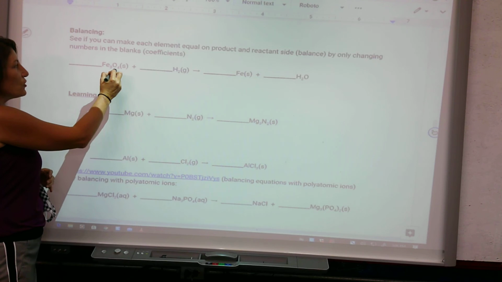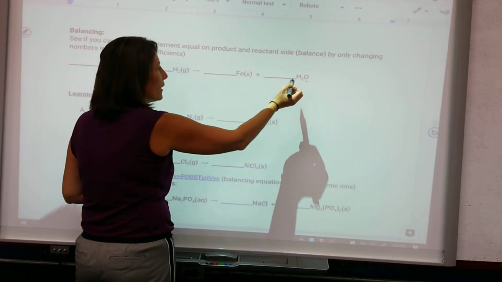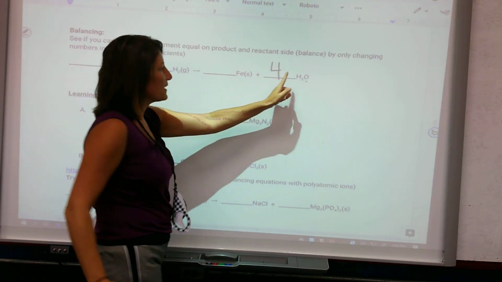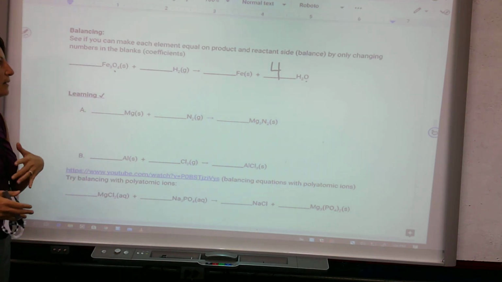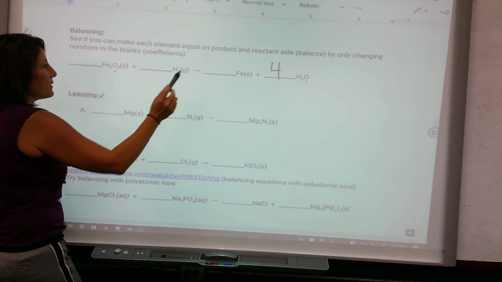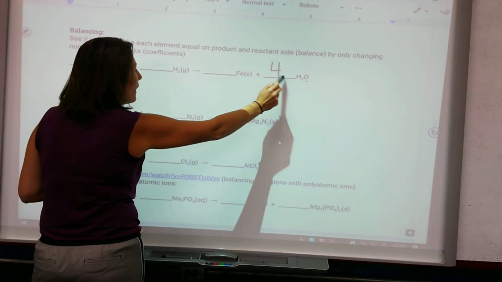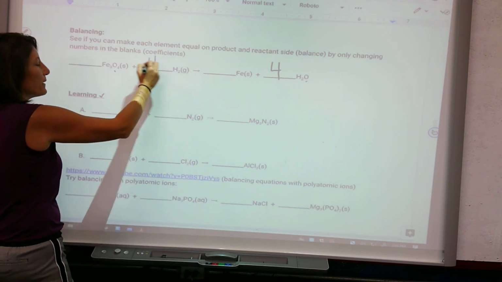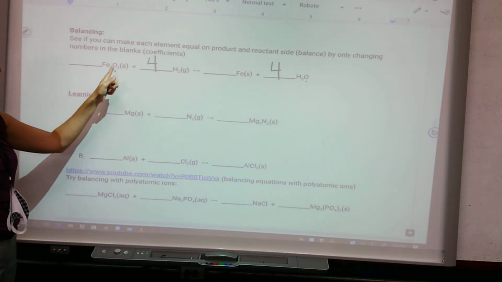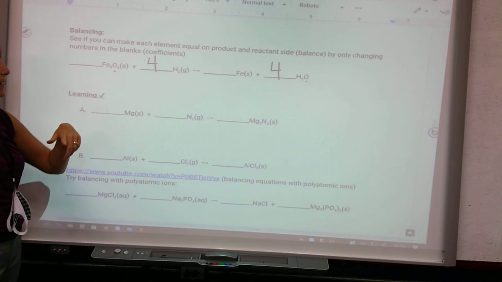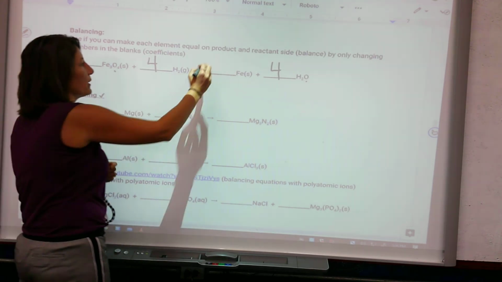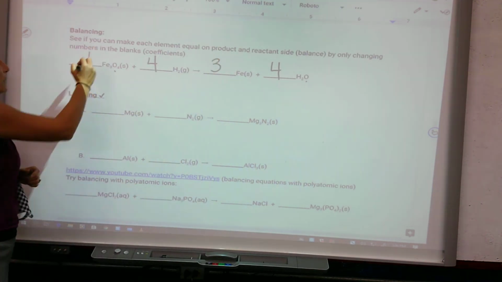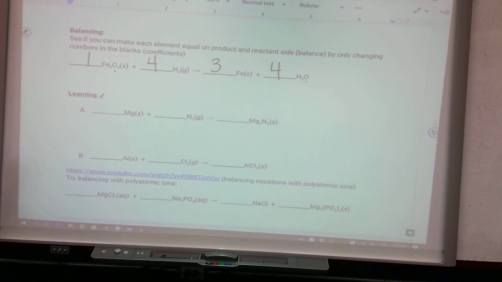So oxygen is 4. Oxygen is 1. I'm going to put a 4 here. So see how that now messes up my hydrogens? So we've got 8 hydrogens. So I'm going to put a 4 here. Now I have 8 hydrogens. So right now my oxygens are good and my hydrogens. Iron is 3. So I'm going to put a 3 here. So it is 1, 4, 3, 4, and everything is balanced.